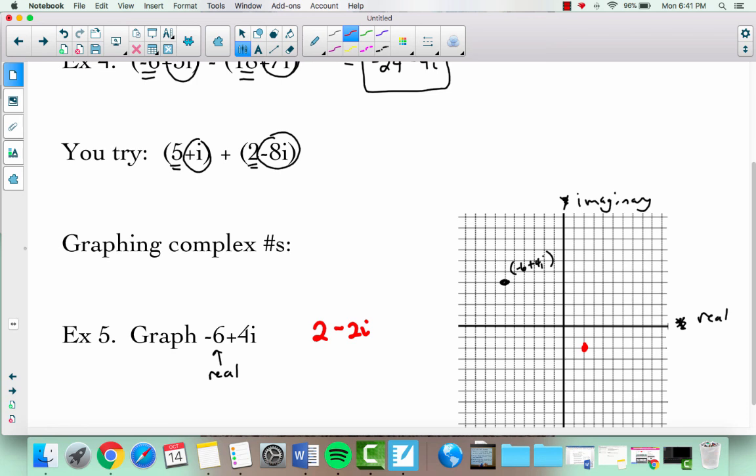If you have any questions on those examples, again, feel free to ask me in class and I'll work through them with you. And make sure you watch the next video on multiplying and dividing complex numbers.